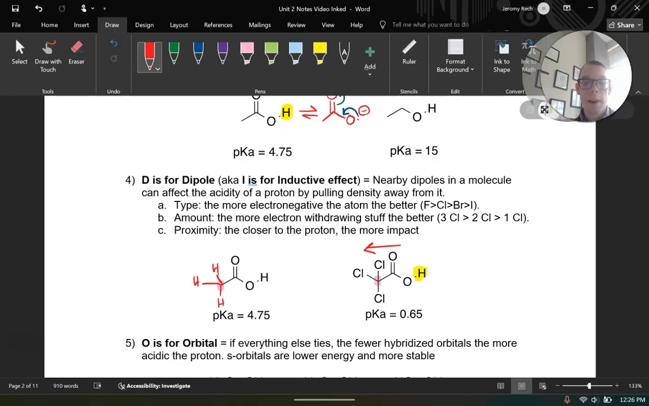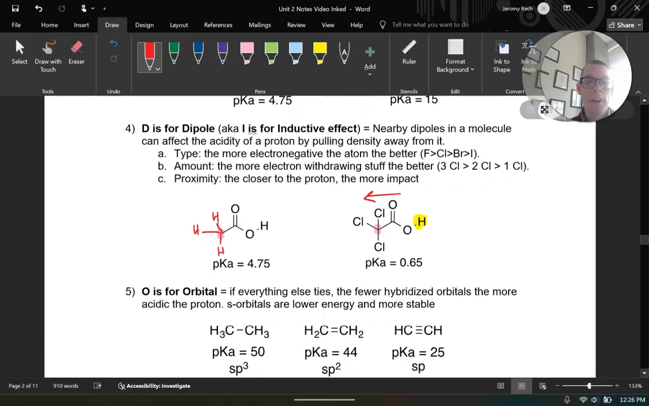In general, we can think about a handful of things. The more electronegative the atom, the better. So fluorine is going to have a larger impact than chlorine. The more atoms, the better. So if you have 3 chlorines, that's going to be more acidic than something that only has, for example, 1 chlorine. And then also the proximity. If you have a molecule that's super, super big, and on one side you have a proton, and way on the other side you have an atom that's causing a dipole, like for example a fluorine, if it's super far away, its impact is going to be really, really small. So the closer to that H, the better.